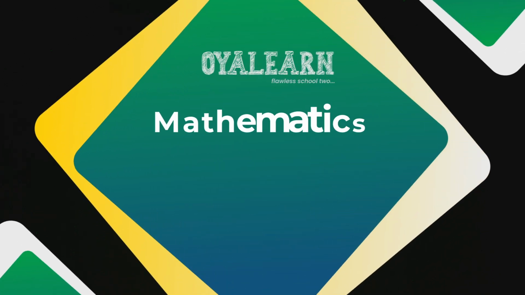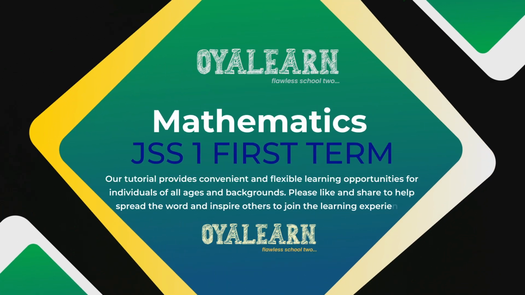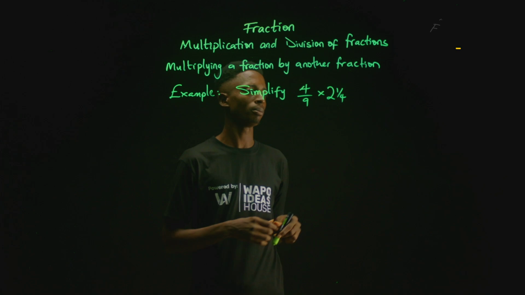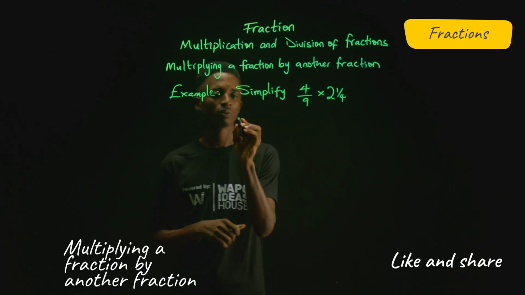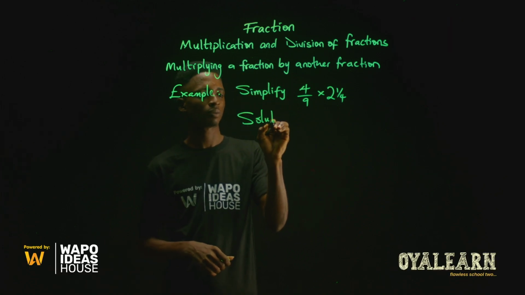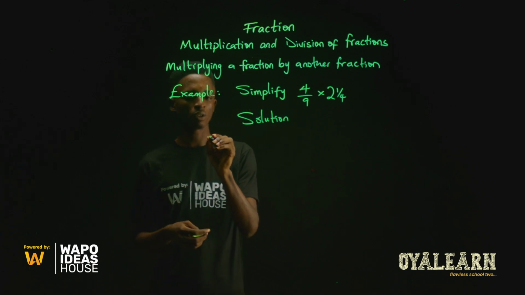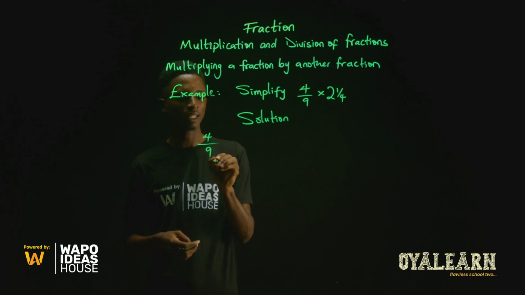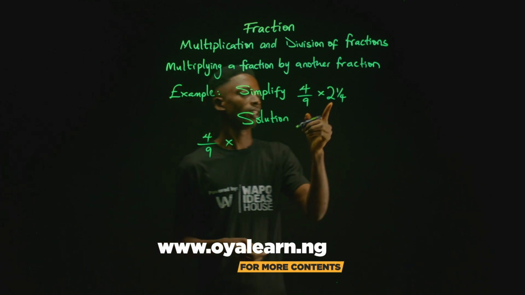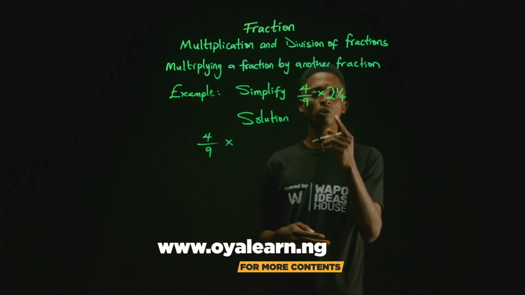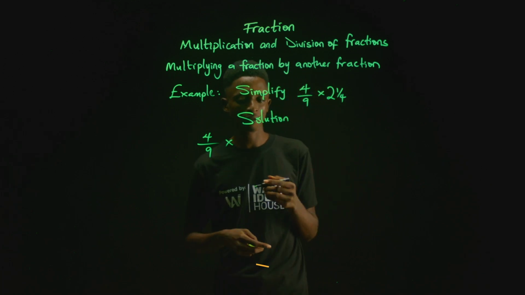Now let's solve this. We're asked to simplify 4/9 multiplied by 2 1/4. Solution. This is already a proper fraction, so we write it. We have 4/9 multiplied by... Here we have a mixed number, which we will then write as an improper fraction.